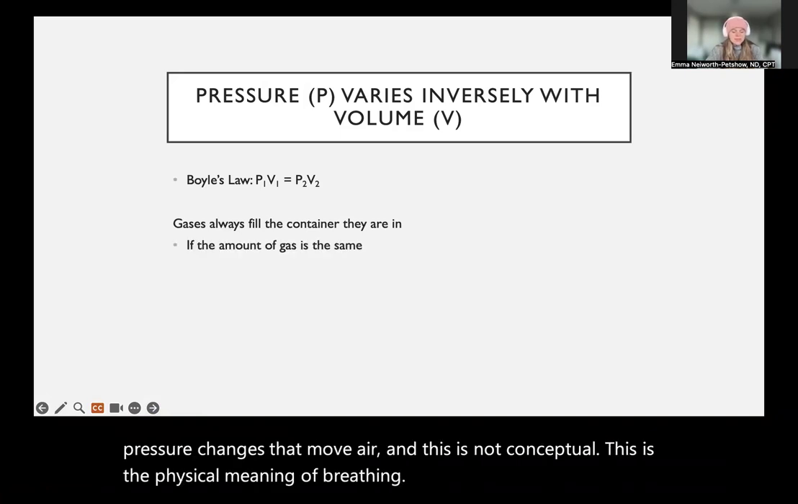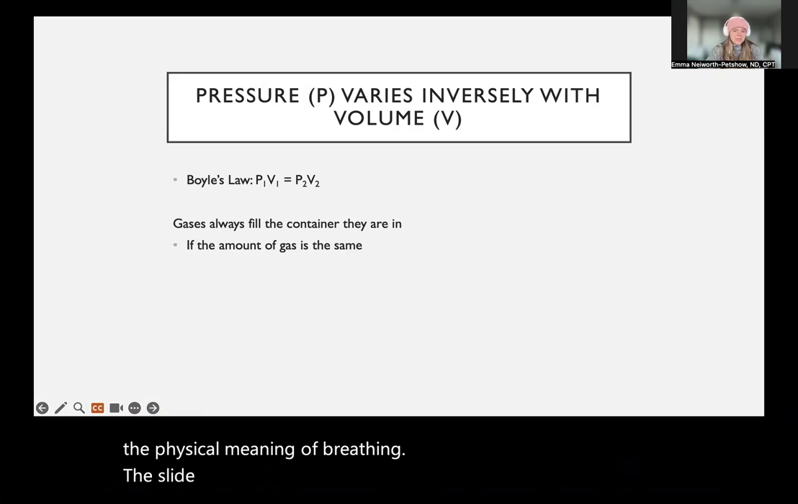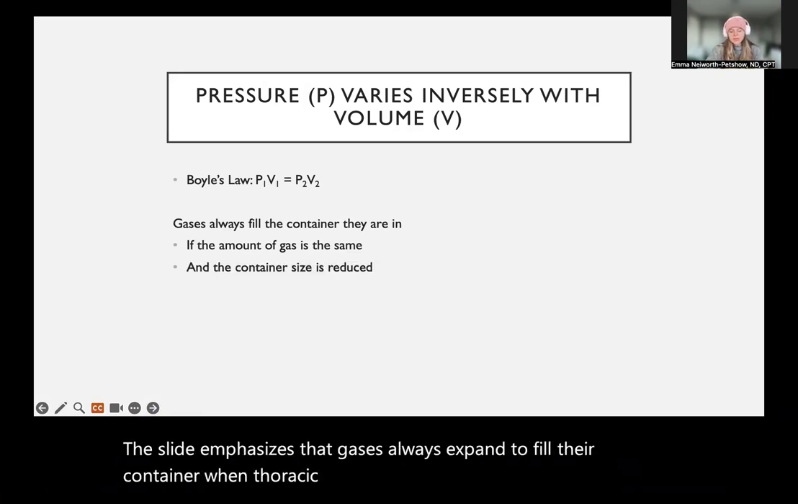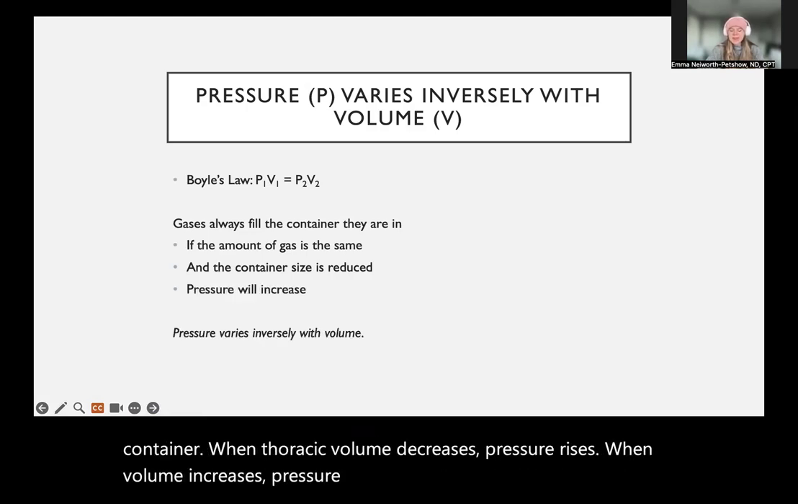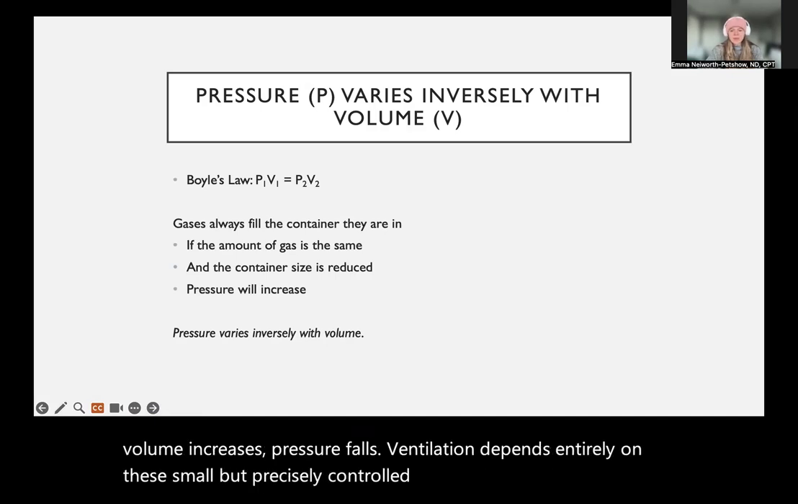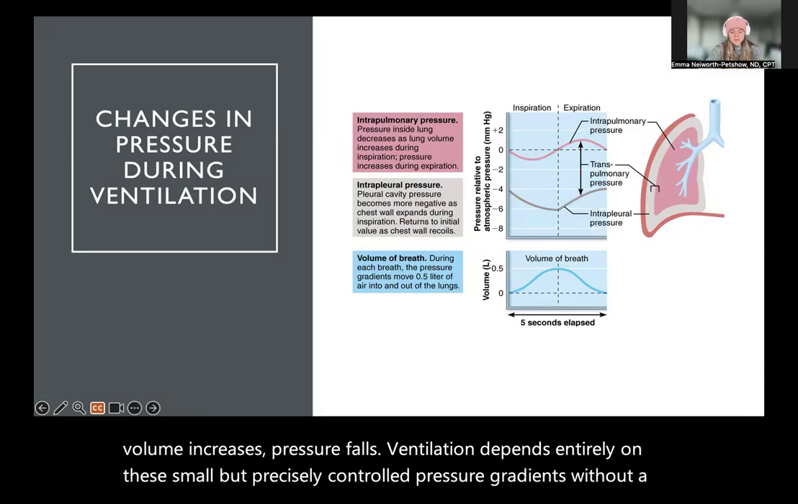The slide emphasizes that gases always expand to fill their container. When thoracic volume decreases, pressure rises. When volume increases, pressure falls. Ventilation depends entirely on these small but precisely controlled pressure gradients. Without a gradient, airflow stops.